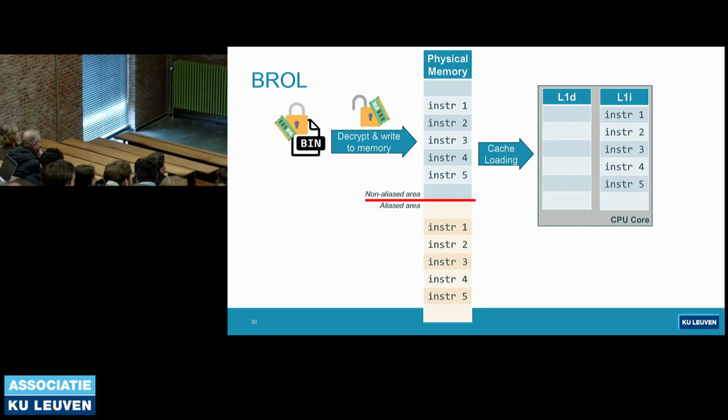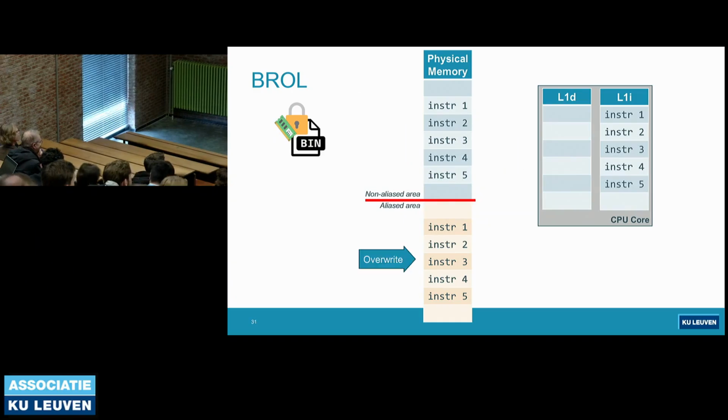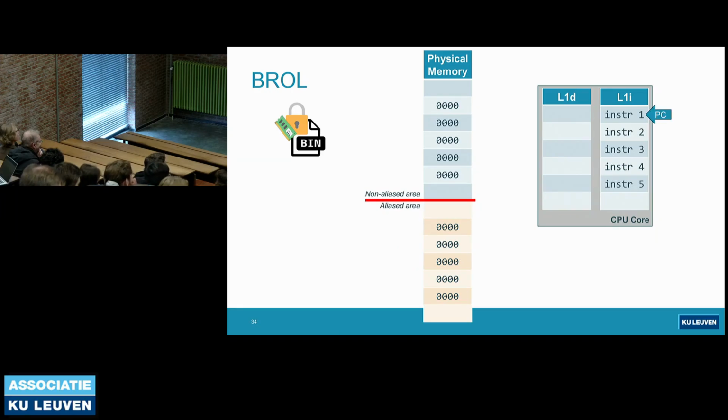Right, so once we are in this situation, we override the code in memory through this aliasing area. We zero it, for instance. So now the code is not present anymore in physical memory. It can still run the part that is loaded in the cache, but it's gone from memory.